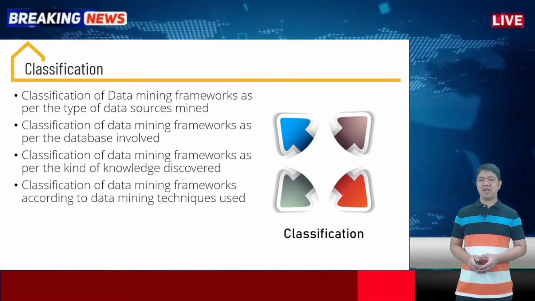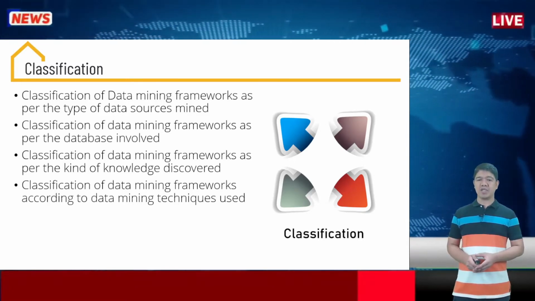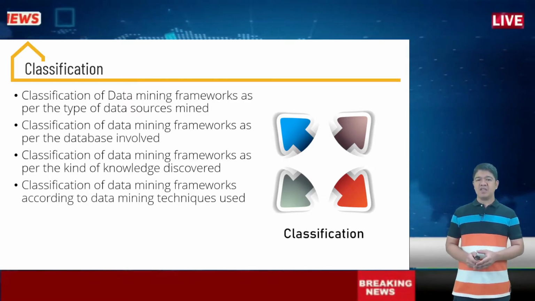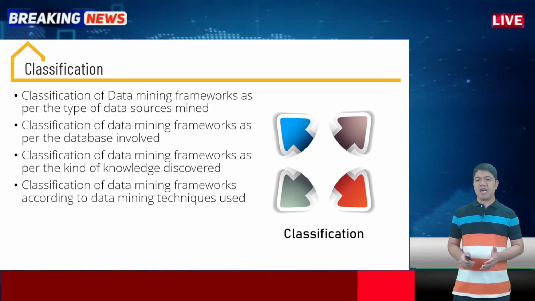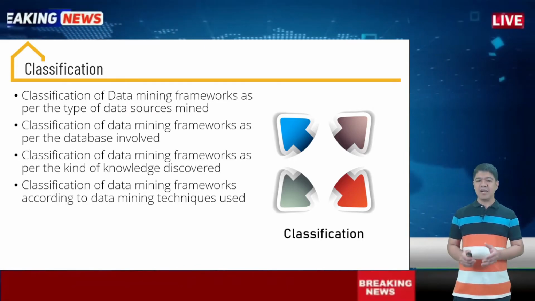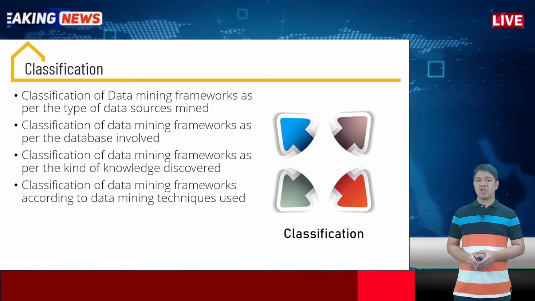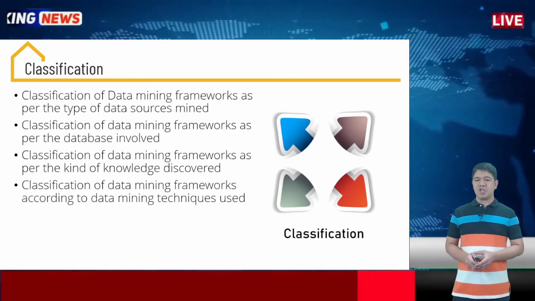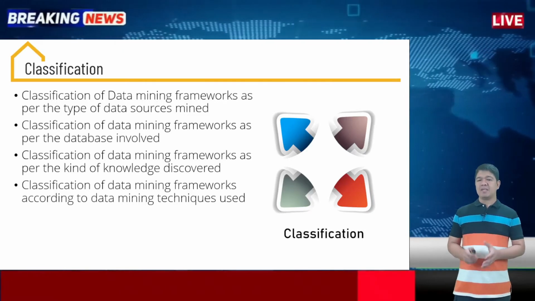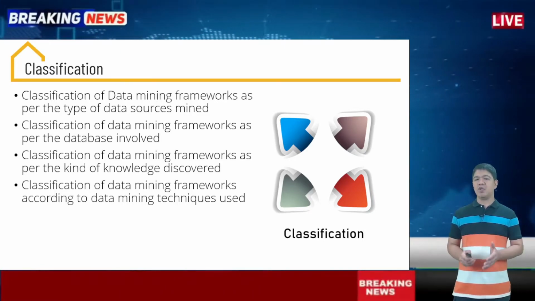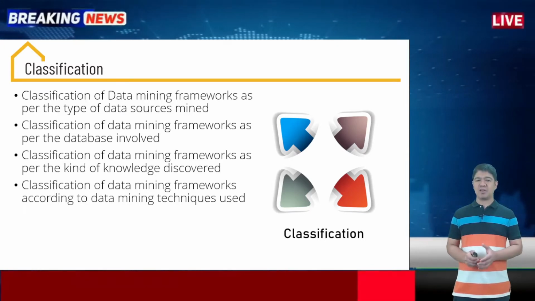Next, we have classification of data mining frameworks as per the kind of knowledge discovered. This classification depends on the types of knowledge discovered or data mining functionalities. For example, discrimination, classification, clustering, characterization, etc. Some frameworks tend to be extensive frameworks offering a few data mining functionalities together.